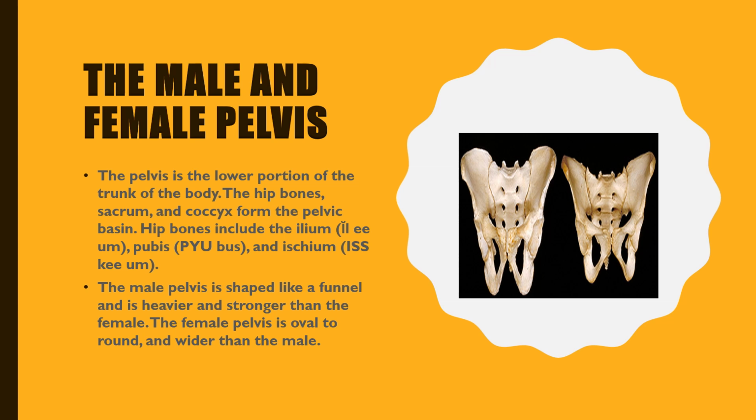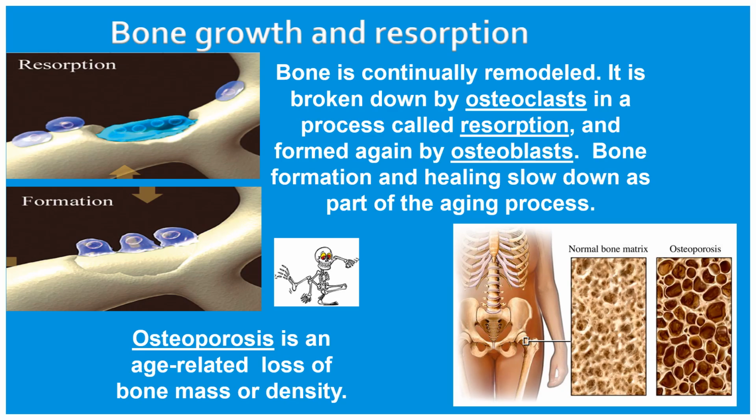The male and female pelvis. The pelvis is the lower portion of the trunk of the body. The hip bones, sacrum, and coccyx form the pelvic basin. Hip bones include the ilium, pubis, and ischium. The male pelvis is shaped like a funnel and is heavier and stronger than the female. The female pelvis is oval to round, and wider than the male.